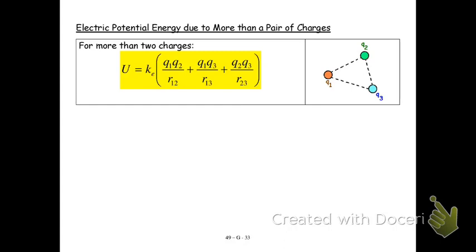If I have more than two charges, I just take into account all the bits. So there's that pairing and that pairing and that pairing. So I get KE Q1, Q2 over the separation between them, plus Q1, Q3 over the separation between them, plus Q2, Q3 over the separation between them.